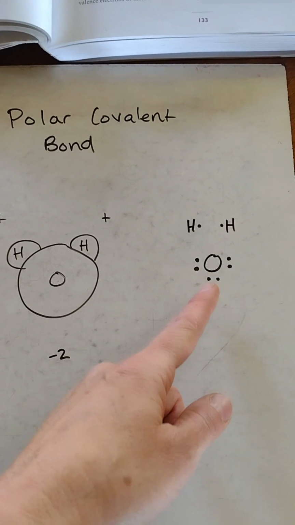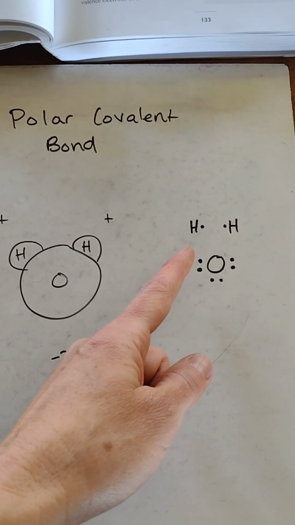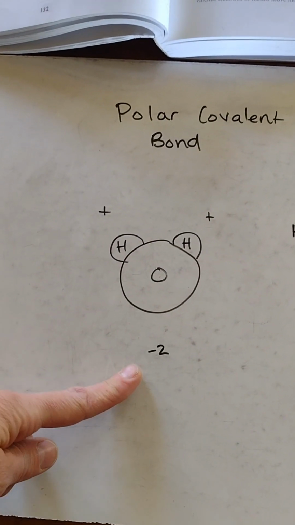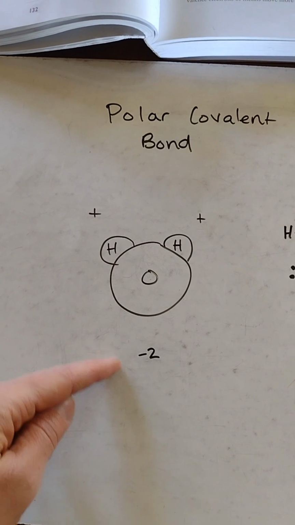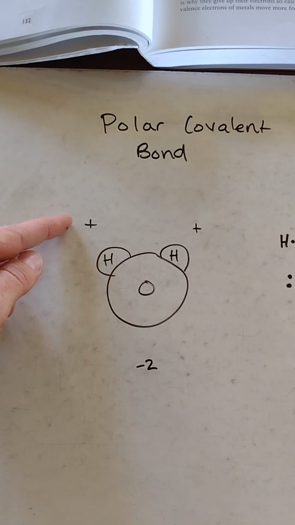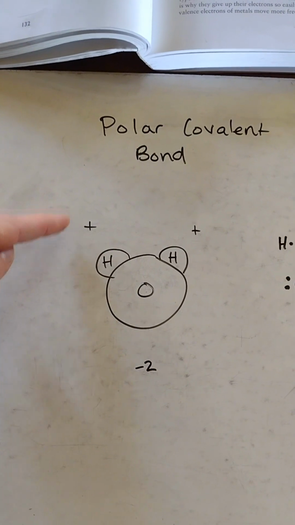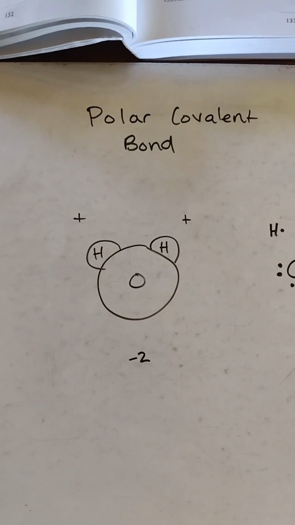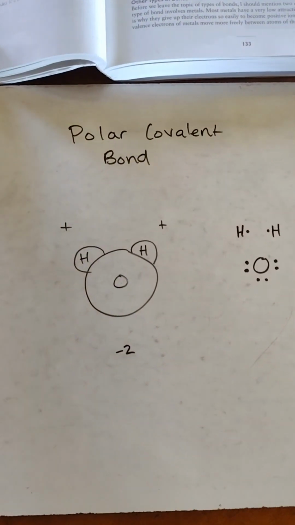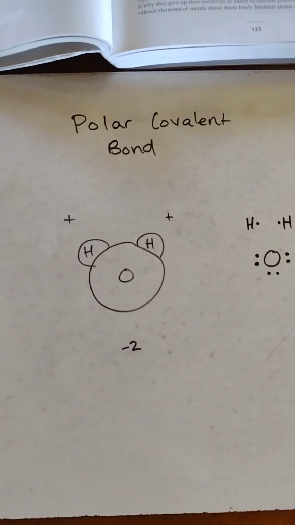And so because the negative electrons are closer to the oxygen, that's how you get this polarity, where there's a slight negative charge on one side of the molecule and a slight positive charge on the other side of the molecule. So polarity simply means having opposite charges within the same substance.